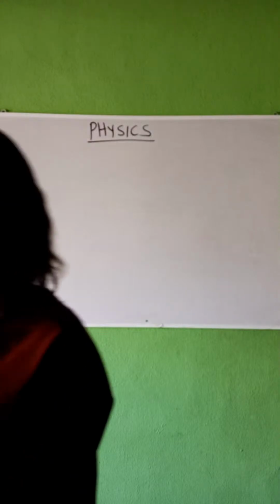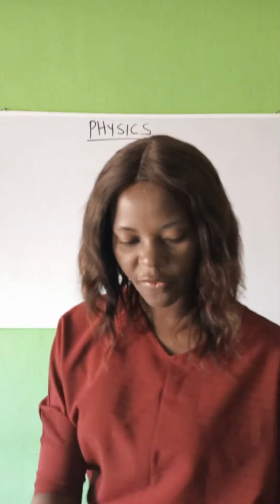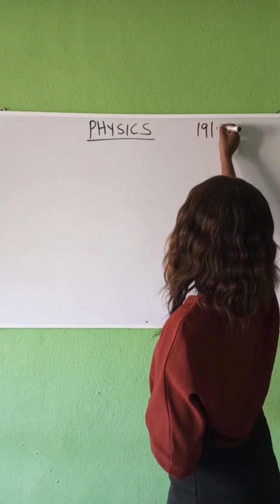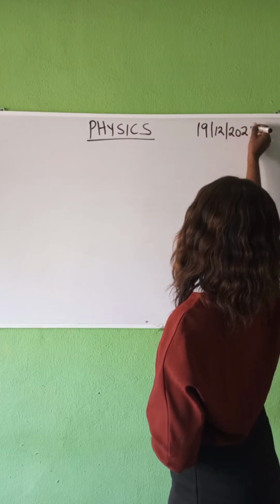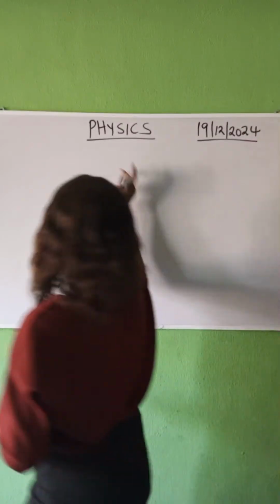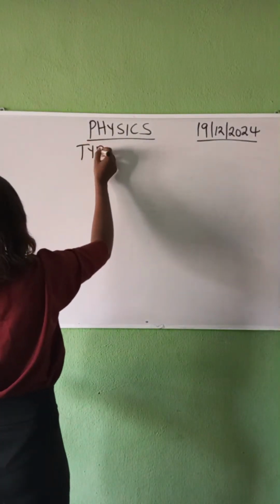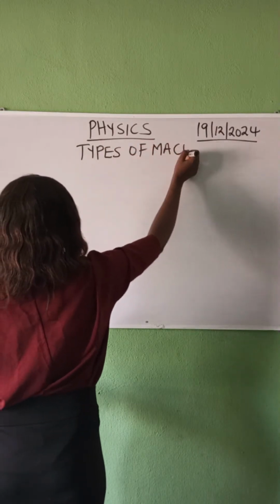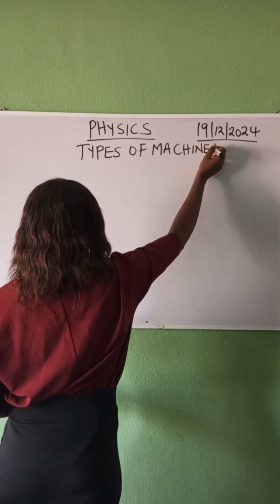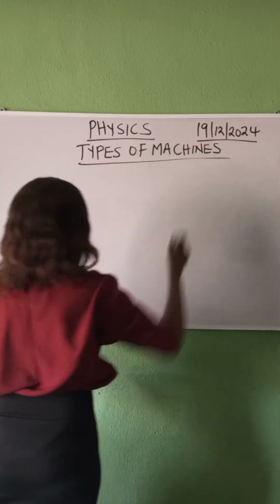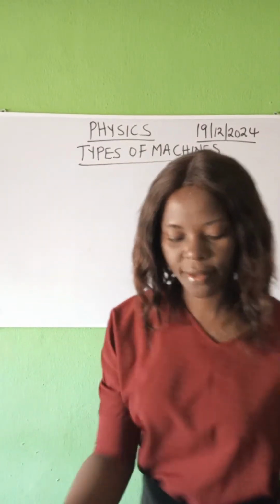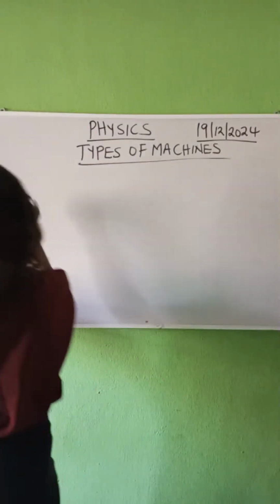All right. So before I go into the types of machine, today's date is 19/12/2024. So I'm going to types of machine. Types of machine. So the first one we're going to look at is the lever. I'll be explaining it as I'm writing them out.